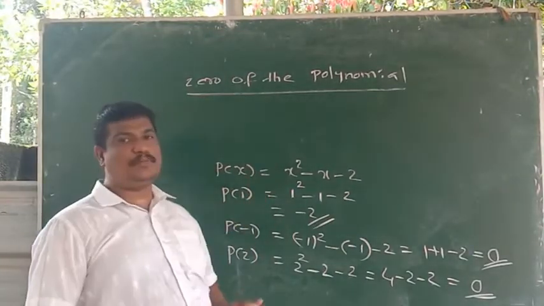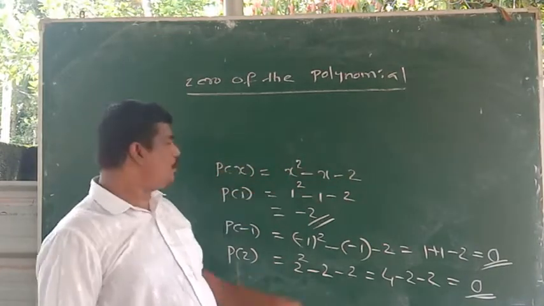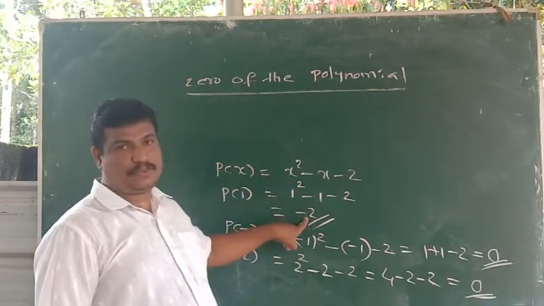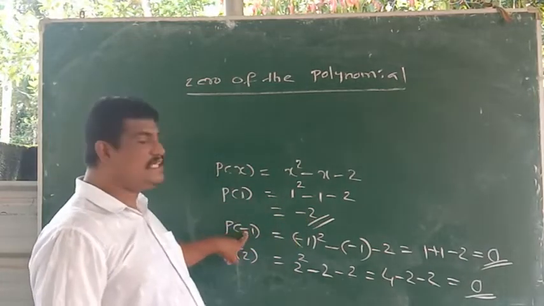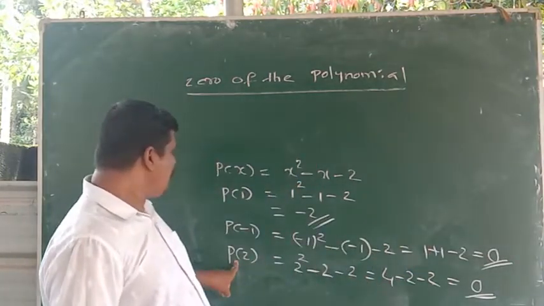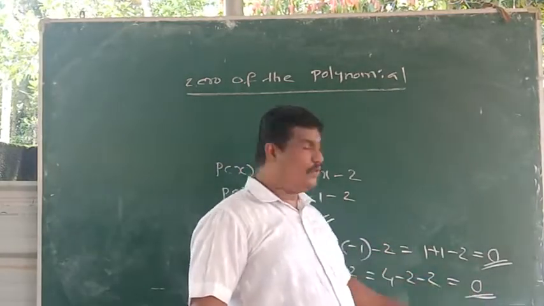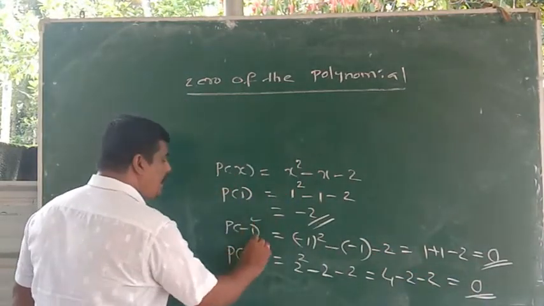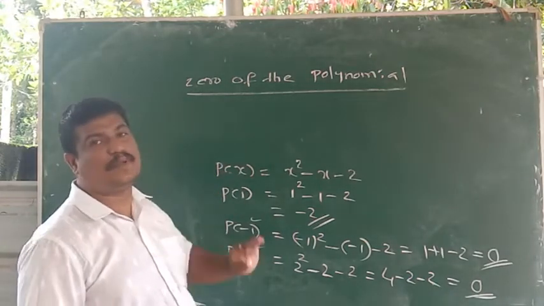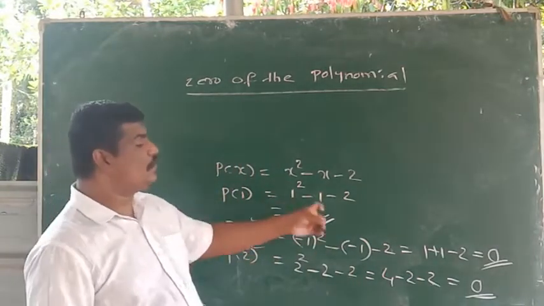So, zero of the polynomial means, p of x is x square minus x minus 2. First, put the value of x as 1. The value of the polynomial becomes minus 2. Next, put x equal to minus 1. The value of the polynomial becomes 0. Last, put the value of x equal to 2. The value of the polynomial becomes 0. So here minus 1 and 2. These two values are the zeros of the polynomial. Minus 1 and 2 are the zeros of the polynomial.